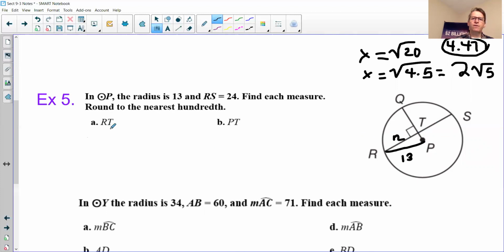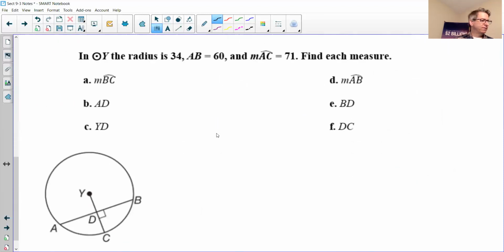And we're looking for, the first one is RT. Okay, so we just found that out to be 12, half of the 24. Letter B, PT. So we're looking for this little guy here. And it's the same as this previous example, and that's 5. That's a Pythagorean triple, if you remember that, or it's the same work as the previous page. Example 5, or example, I don't know if this is labeled 6. Just an extra work here.